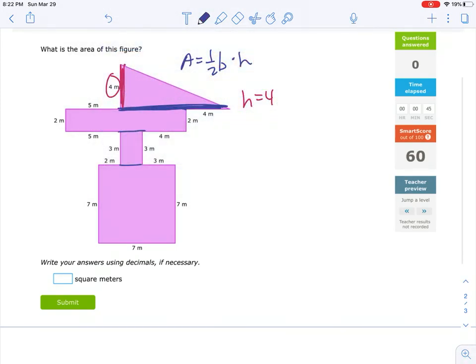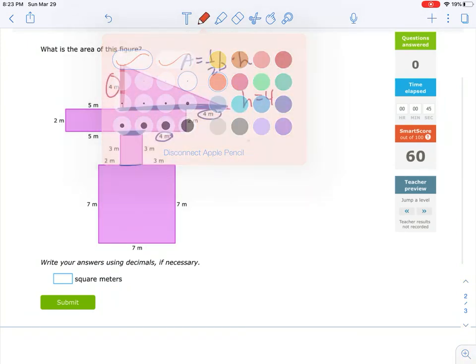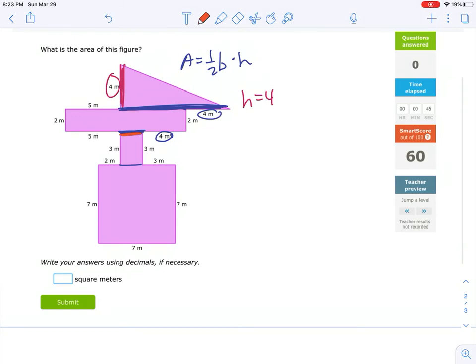Now I need to know the base. I know this piece of the base is 4 meters, then this piece of the base is 4 meters. And that leaves us with needing to know this piece here. Okay, well, then we have to do a little bit more investigating. So in order to know this piece right here, all we have to use is this down here, 7 meters. This means that this is also 7 meters. Well, if 2 of it's here and 3 of it's here, that means that there's 2 meters left right here. So that also means that there's 2 meters left right here.